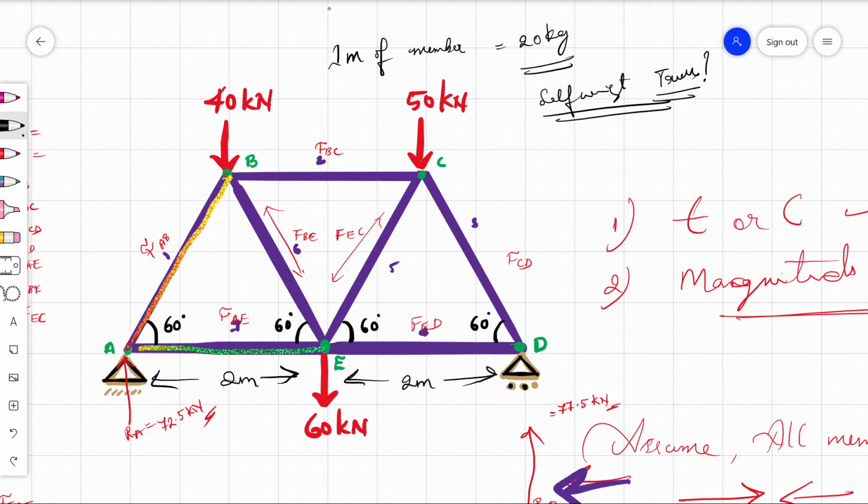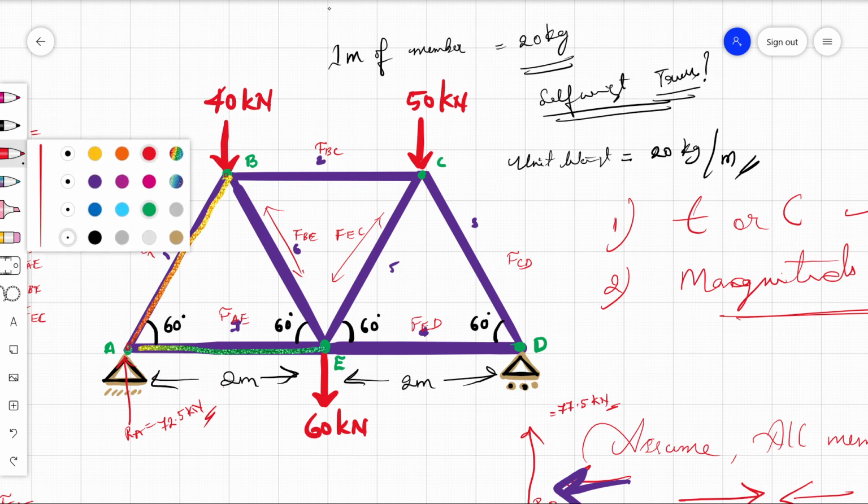That means they will give it like this. The unit weight, I hope you know what a unit weight is, right? Unit weight is equal to 20 kg per meter, they will give something like this. And they will tell you to find the self weight. How to do this? Easy. I'll take this color.